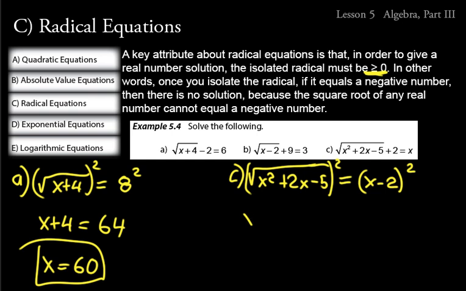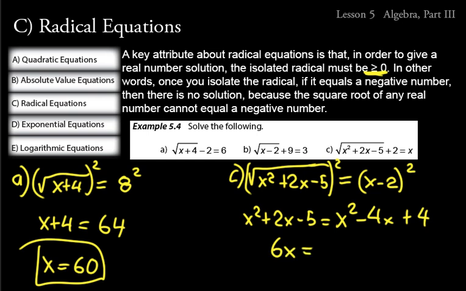So then we'd have x squared plus 2x minus 5 is equal to x minus 2 times x minus 2. That's x squared minus 4x plus 4. Simplify that down. Notice the x squareds would cancel, and we get 6x is equal to 4 plus 5, 9. X equals 9 over 6, which would be 3/2. Now, we need to check that.